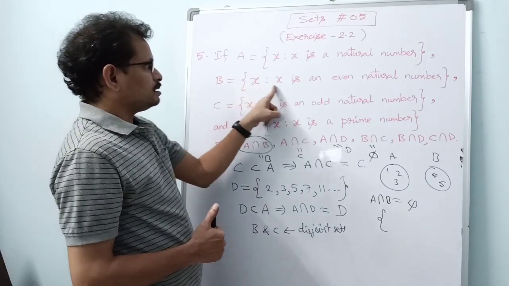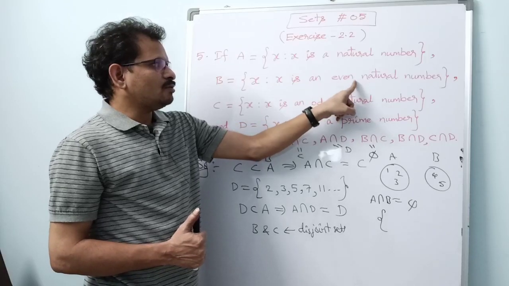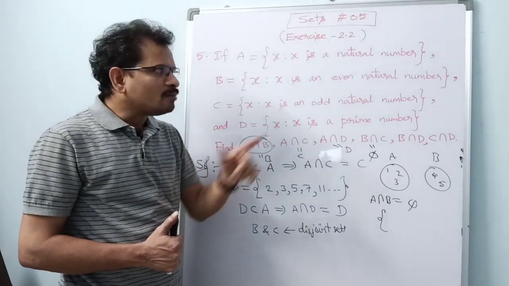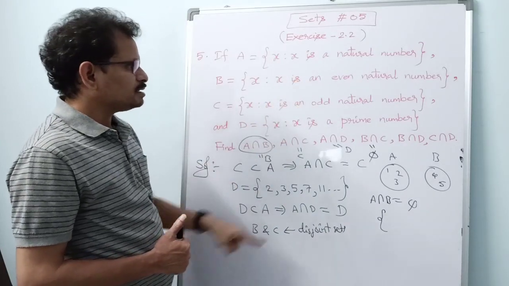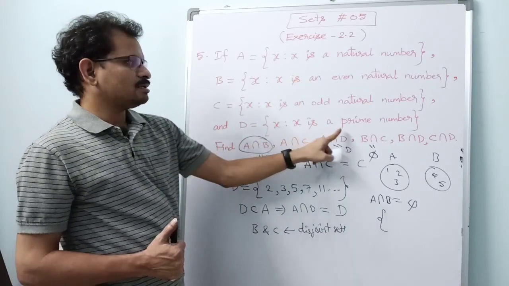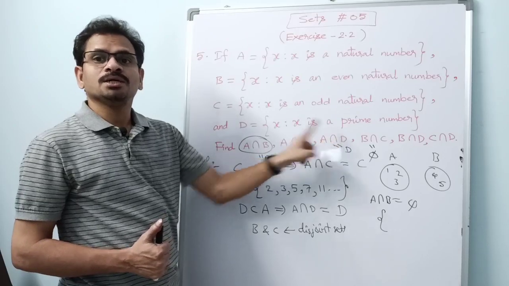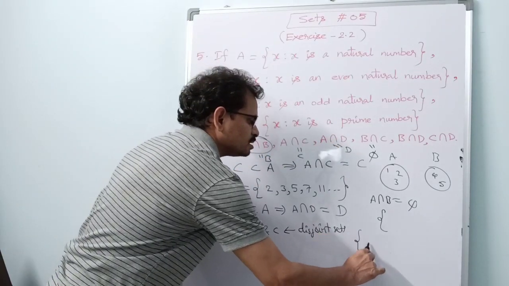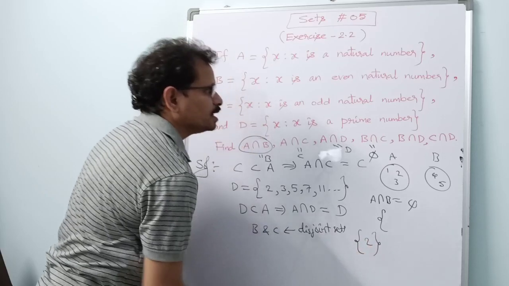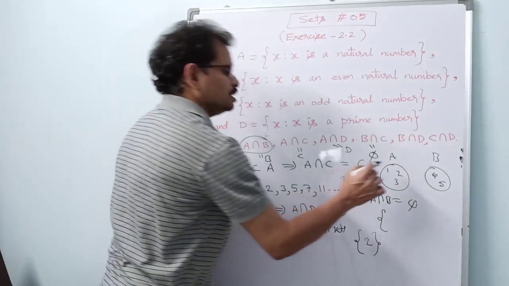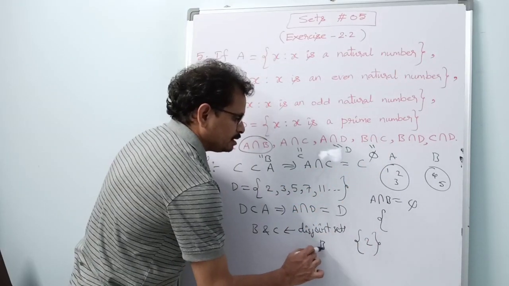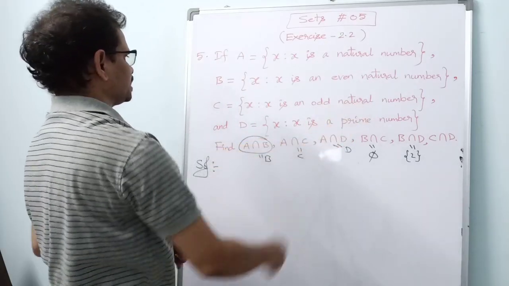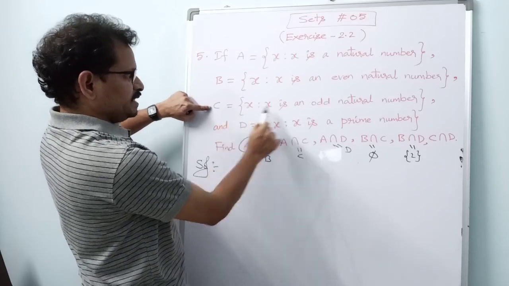See here, this set is having what type of elements? Even natural numbers. So is there any element common for this set and the D set here? Yes. What is that? Only 2. So simply what is the answer? That set is 2. B intersection D is 2. B intersection D equal to what? 2. Now C intersection D. Let us consider C.